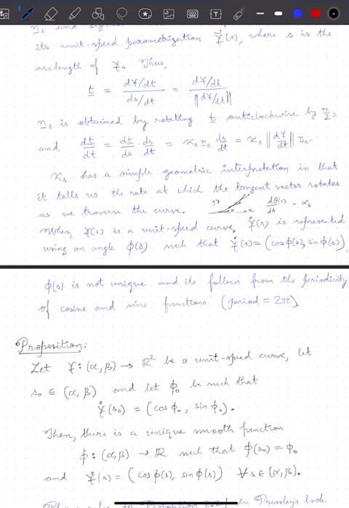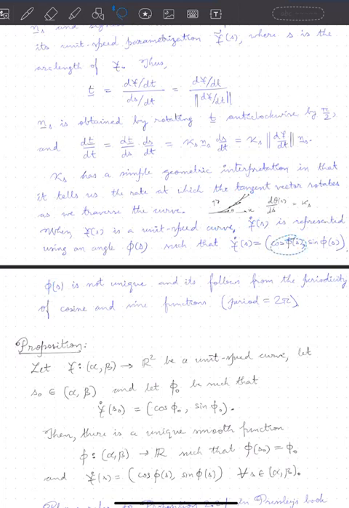Now, if gamma of s happens to be a unit speed curve, then gamma dot s is represented using an angle phi of s, such that gamma dot s is equal to cosine phi of s comma sine phi of s. And this phi of s may not be unique, because if we subject this curve to a rigid body motion, or what we will discuss later as isometric transformation, then this phi of s is not going to be unique.